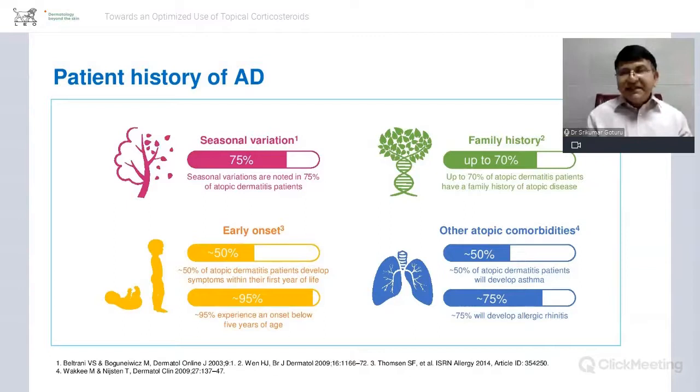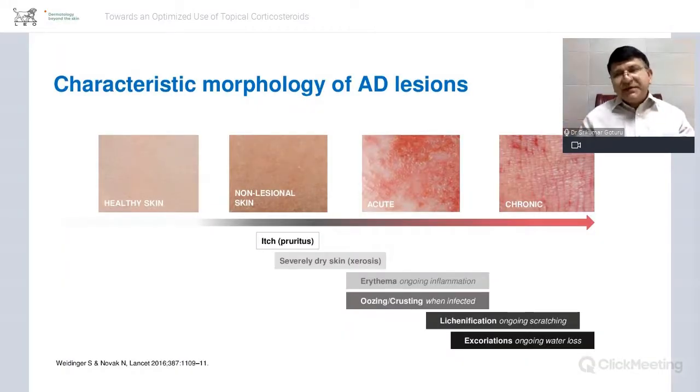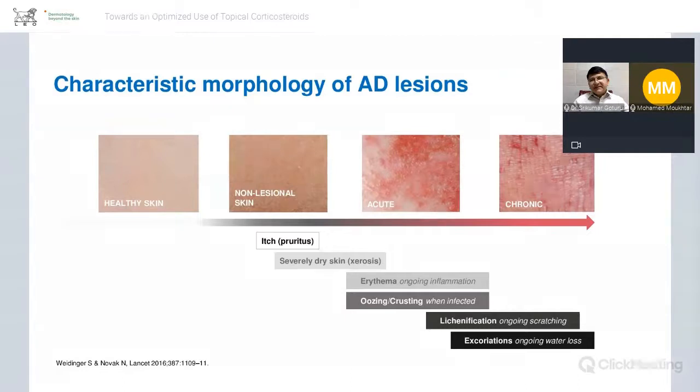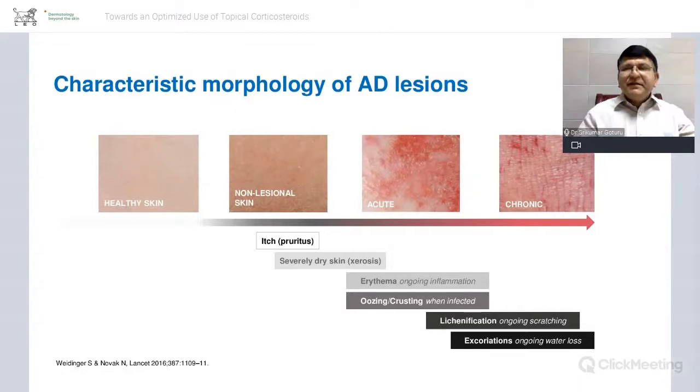So the associations of atopic dermatitis always need to be factored in, in the way we treat our patients. We are now beginning to realize that atopic dermatitis is a systemic inflammatory condition with possibly a huge impact on cardiovascular issues and other systemic issues also.